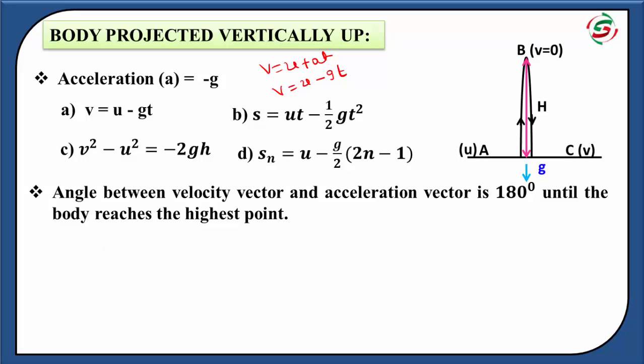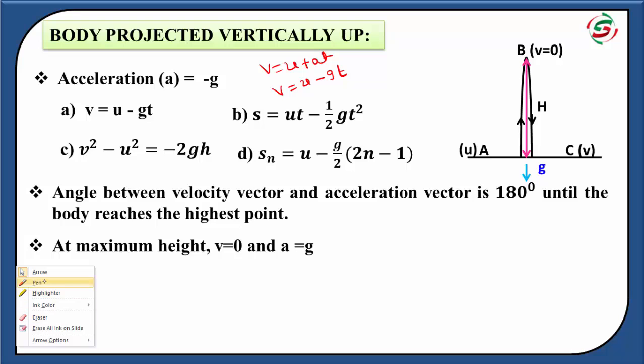At the highest point the velocity of the body is 0.